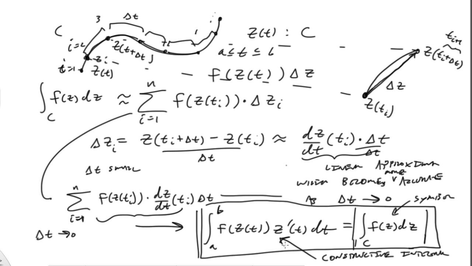All right. So what it takes to create a constructive integral here is, of course, parameterizing our curve. We need to be able to find how to parameterize our contour. And once we parameterize that contour, then we can compute this constructive integral. All right, so let's go now do some examples.